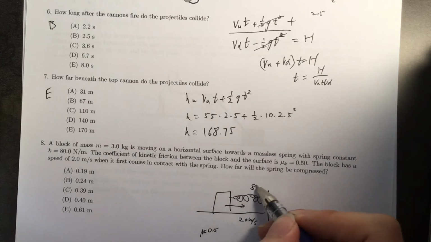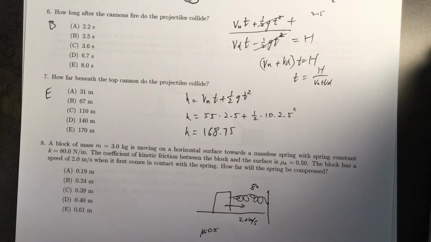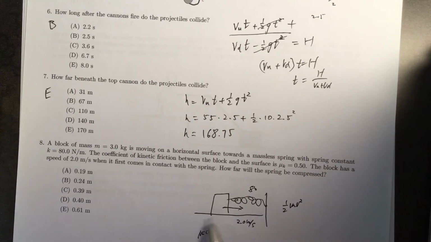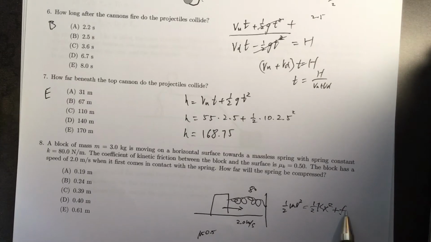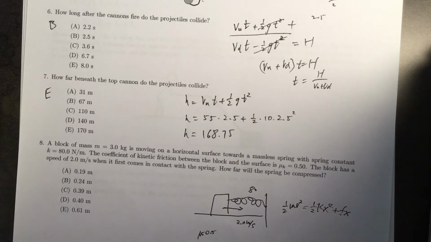Spring constant is 80. So by the energy conservation principle, we know the initial kinetic energy of this block had to be completely transferred when the spring was compressed. So it's completely compressed, which means the block stopped. All the kinetic energy transferred into spring potential energy, and the work done by friction. So now we are going to solve for x. Just solve for x, nothing big deal.